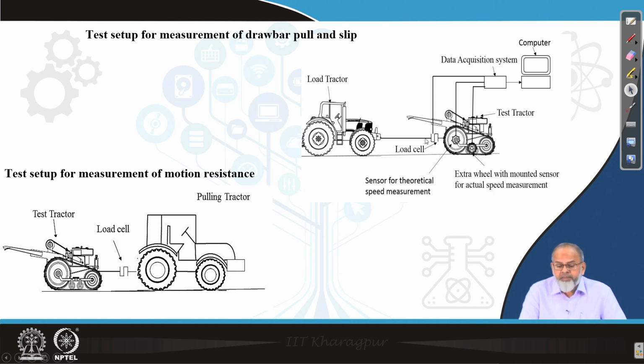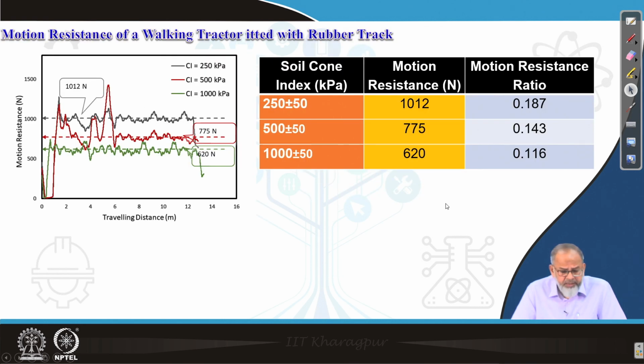This data related to pull and slip, where slip means the actual velocity and the theoretical velocity, all this information is collected through a data acquisition system and stored in a computer. These are the basic instrumentation required to carry out this kind of study. Next, the data which we obtained, we try to plot.